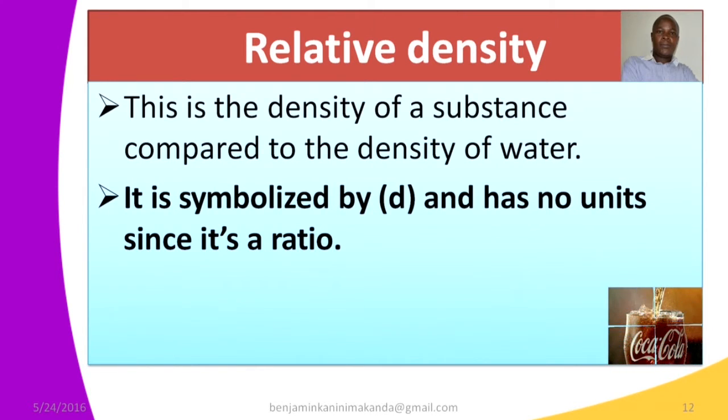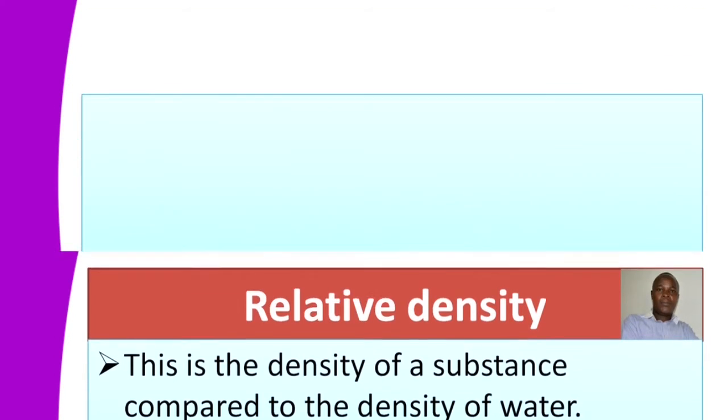A very important thing to note here is that we symbolize relative density by a small letter d, different from density where we use rho. So don't confuse the two. When you use d, it stands for the relative density. Proceeding on with the relative density.